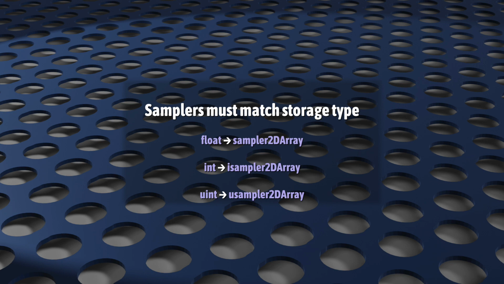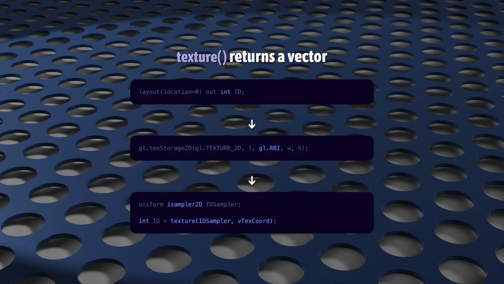Also, keep in mind that texture always returns a vector of size 4. So if your fragment shader output was just an int and your texture storage format was just R8, texture will still return a VEC4, so you'll need to extract that value out before you can use it.